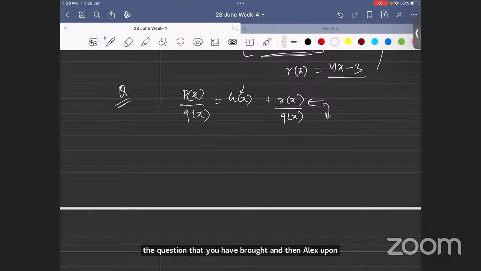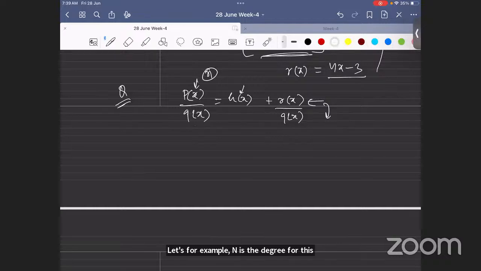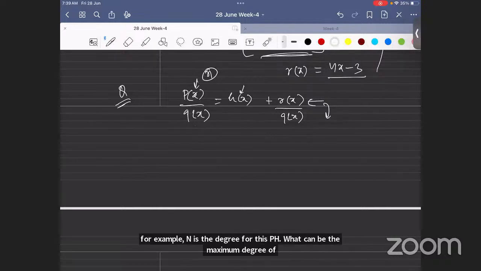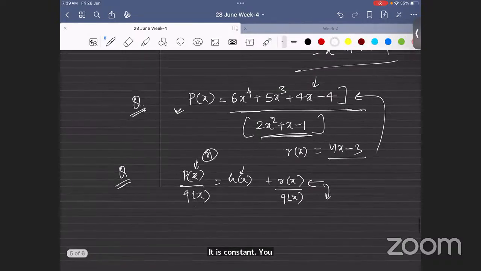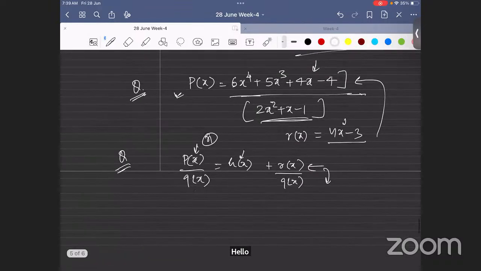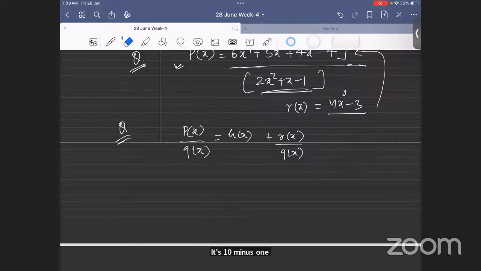If you're dividing this polynomial Px upon Qx, and let's say n is the degree of this Px, what can be the maximum degree of Rx? n? It is constant? 0? No. For this example, if you're dividing, the degree was 1, right? So this was a normal case. I'm just asking for the extreme case. Think of degree n minus 1. Correct, n minus 1. Yeah, n minus 1 should be the maximum degree.